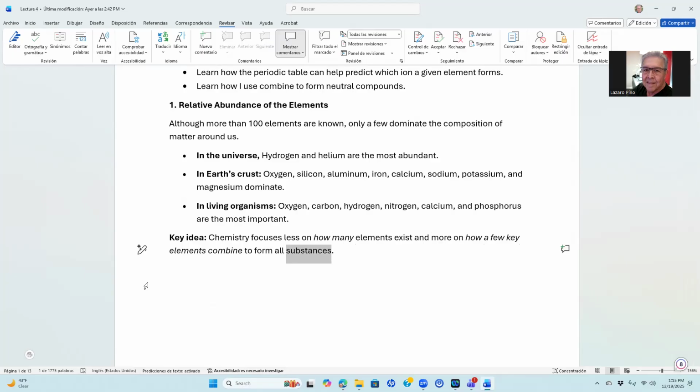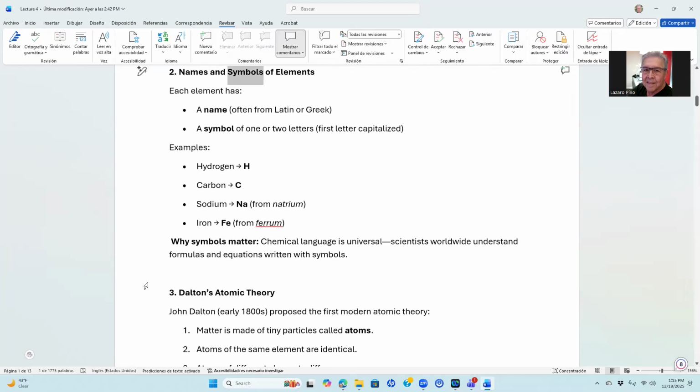form all substances. 2. Names and symbols of elements. Each element has a name, often from Latin or Greek. A symbol of one or two letters, first letter capitalized. Examples: hydrogen H, carbon C, sodium Na from natrium, iron Fe from ferrum. Why symbols matter? Chemical language is universal. Scientists worldwide understand formulas and equations written with symbols.